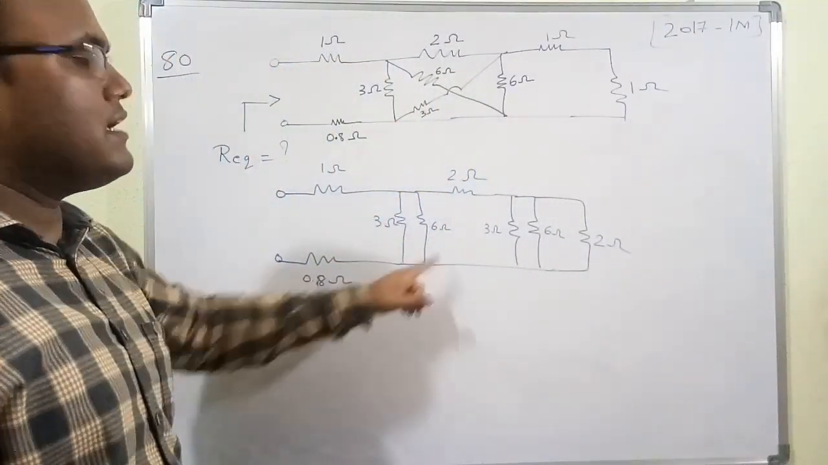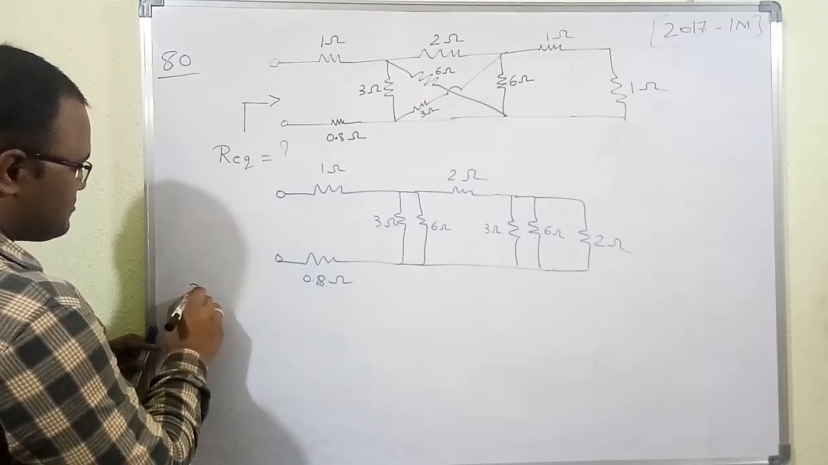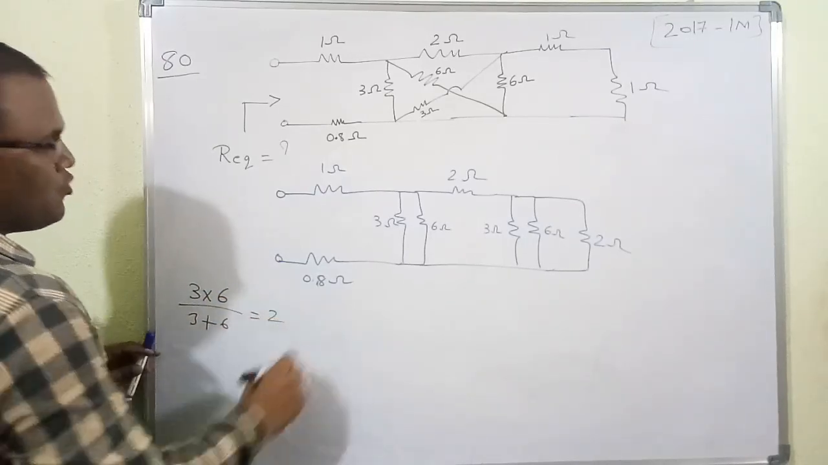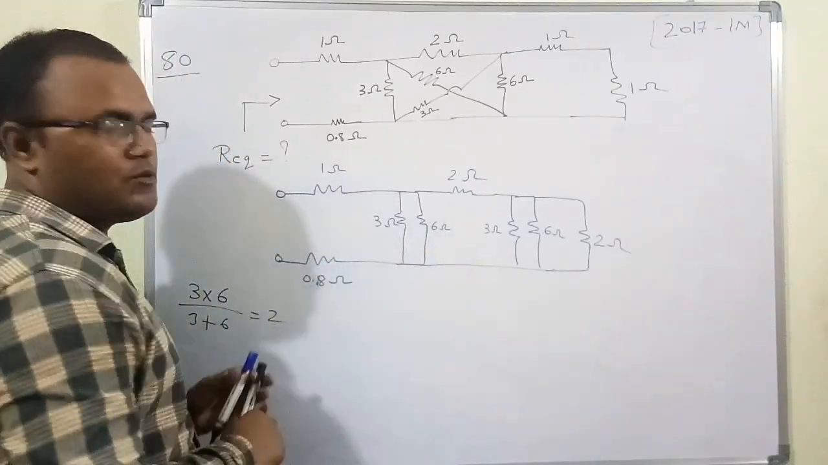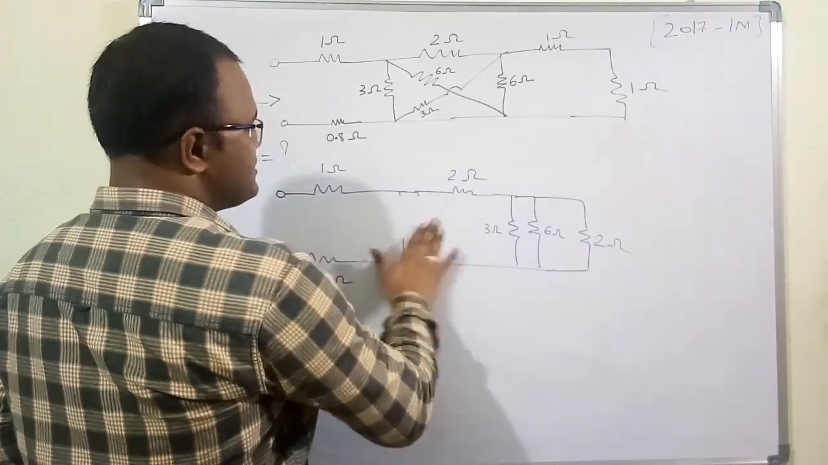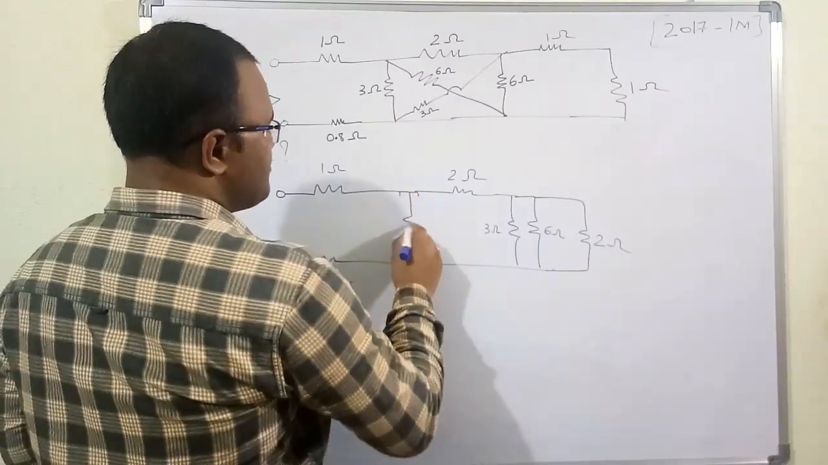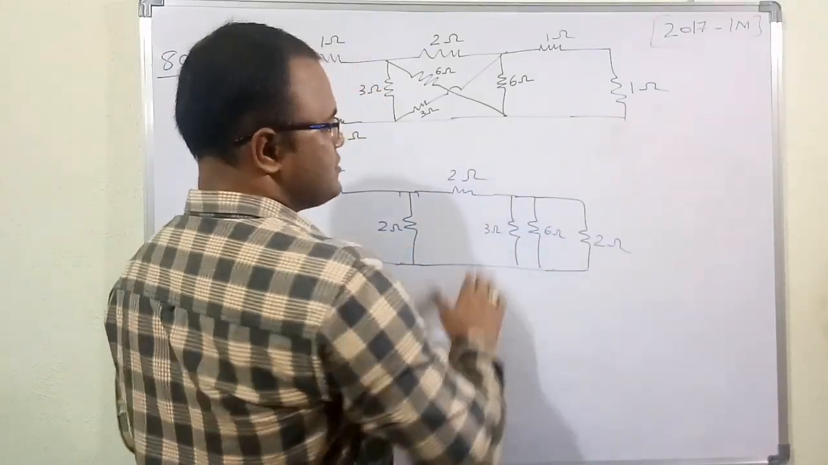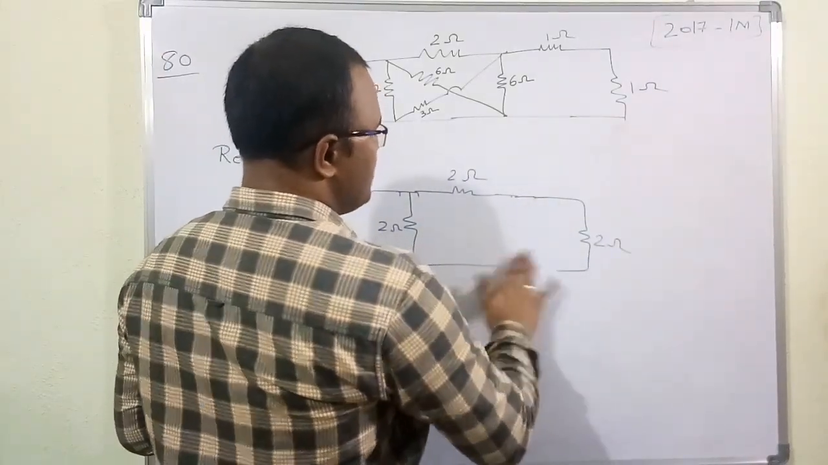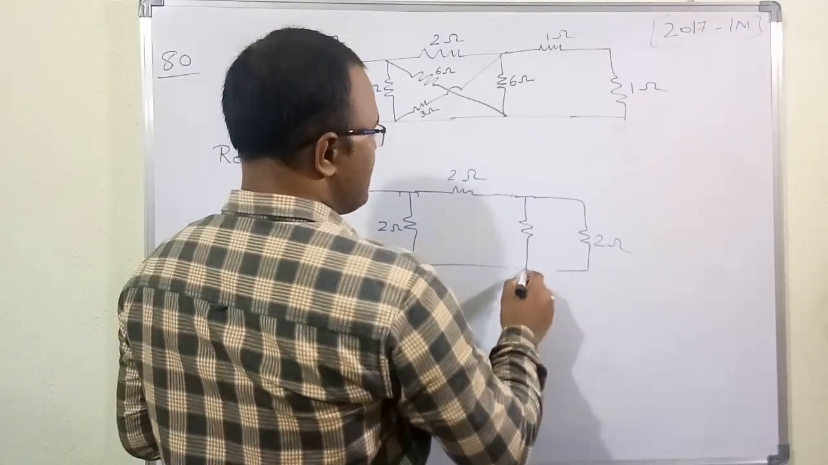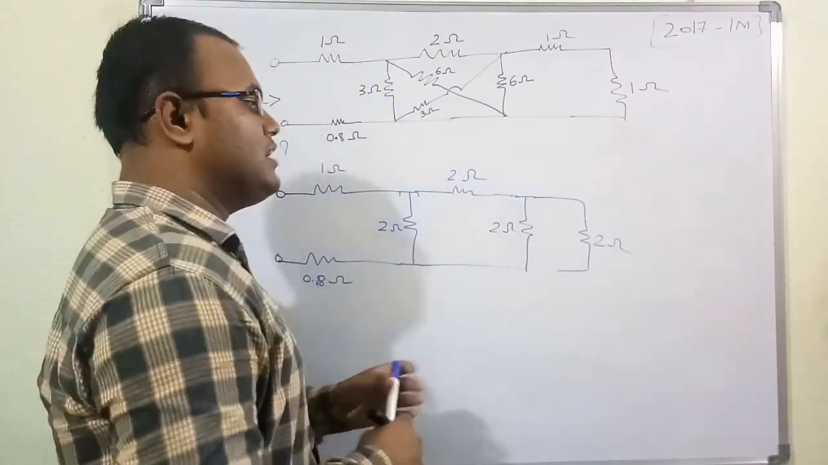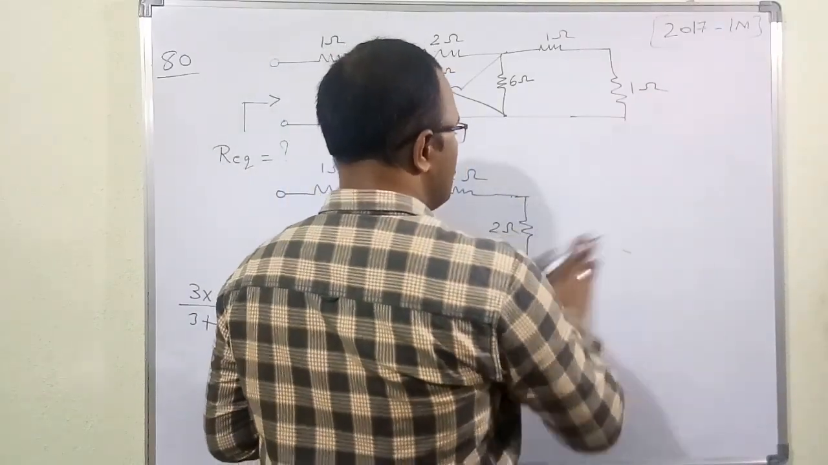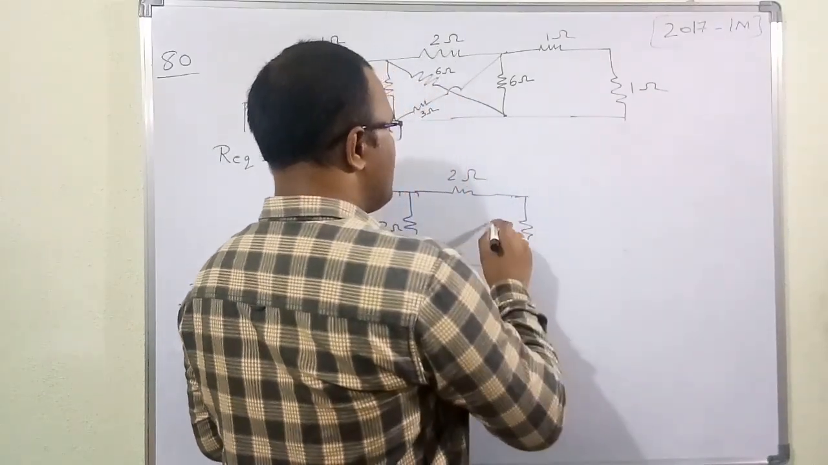Now 3 parallel 6 means 3 into 6 by 3 plus 6, which will become 2 ohm. So the equivalent is 2 ohm, and I am going to replace this circuit by one simple resistor of 2 ohm. Similarly, here also 3 parallel 6, so again this will become a 2 ohm. I am replacing this circuit by 2 ohm. And 2 parallel 2 is again 1 ohm. So I am replacing this whole circuit by one resistor which has a value of 1 ohm.